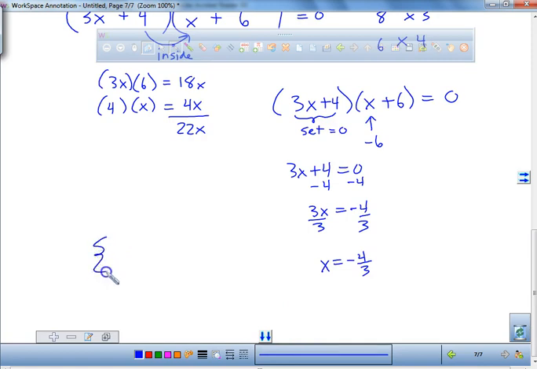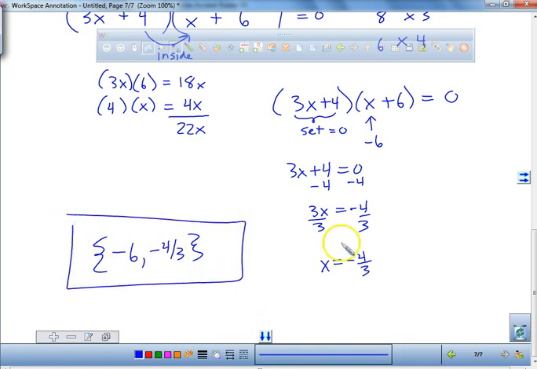So we have two answers. We've got a -6 and a -4 thirds. Only one of them works. So if only one of them works, let's just plug it into the graphing calculator and see which one works.